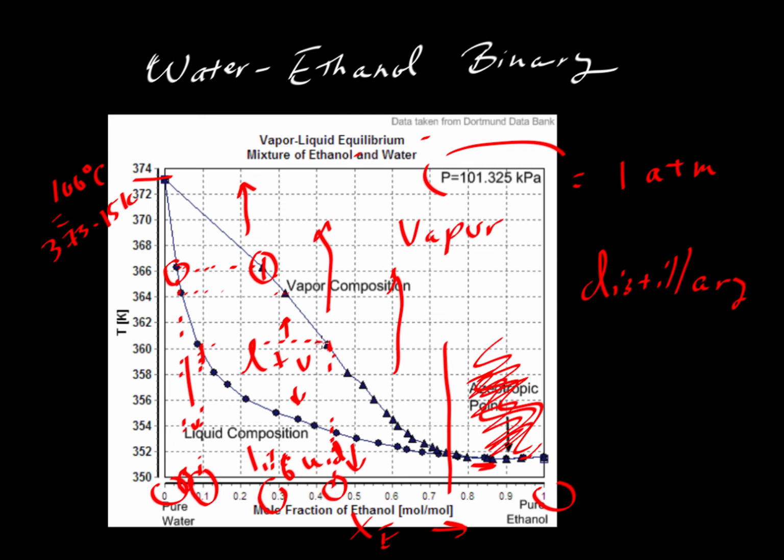Anyway, the bottom line is that we can use a diagram like this to predict how the compositions will be related to one another. So you know that at 362 degrees, if you let that system equilibrate, you'll be able to have a vapor that has about 40% alcohol, and the liquid that's left behind will be something less than 10% alcohol.